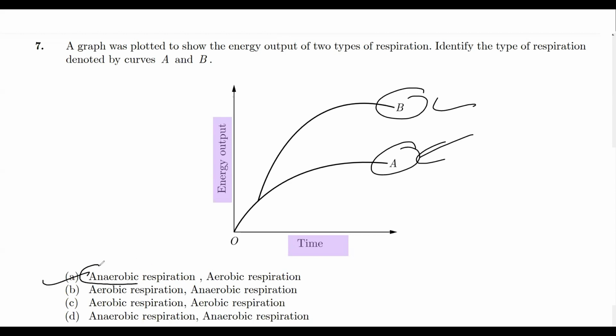As you can see, aerobic is not the first option. The order is A and B, right? So A is anaerobic and B is aerobic. So that's correct.